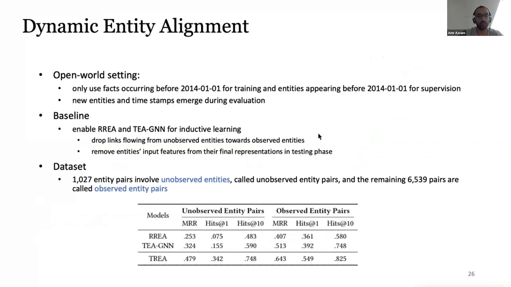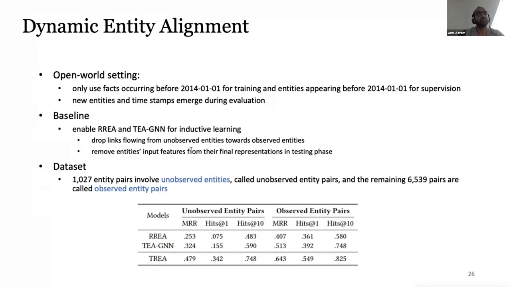To validate the inductive learning ability of our model, we use an open world setting for entity alignment. We only use facts occurring before 2014 for training and entities appearing before 2014 for supervision. And the new entities and the time steps emerge during evaluation. We also modify REA and TGNN to enable them for inductive learning at the cost of some information loss.